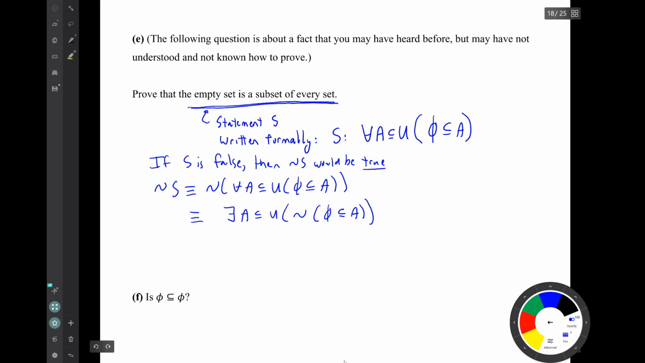So the negation of that universal statement, for every set A, phi is a subset of A, would be this: there exists a set A such that phi is not a subset of A. Now here it's useful to remember what we did a while ago. We wrote what this really means. What does it mean to say that some set is not a subset of some other? Let's go back and look at that.